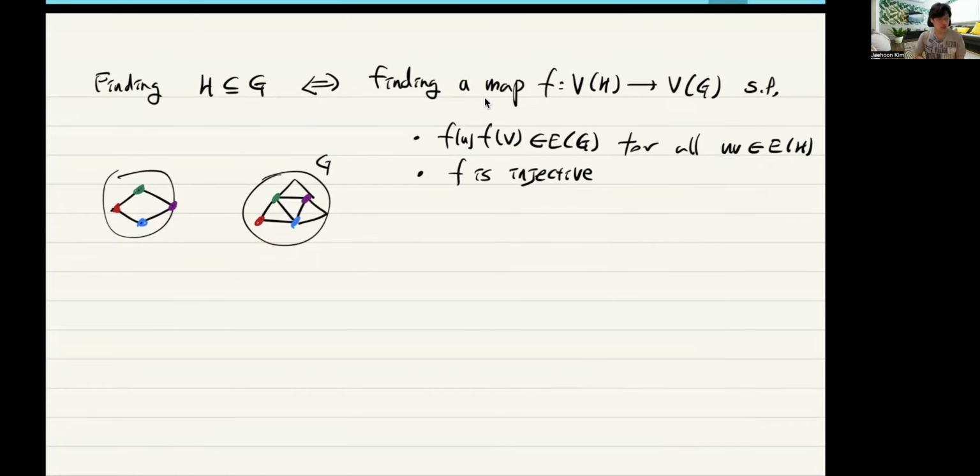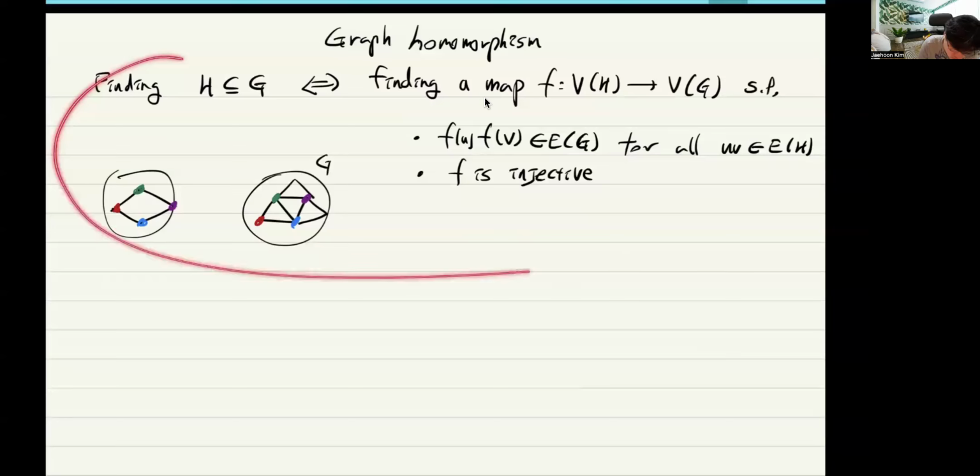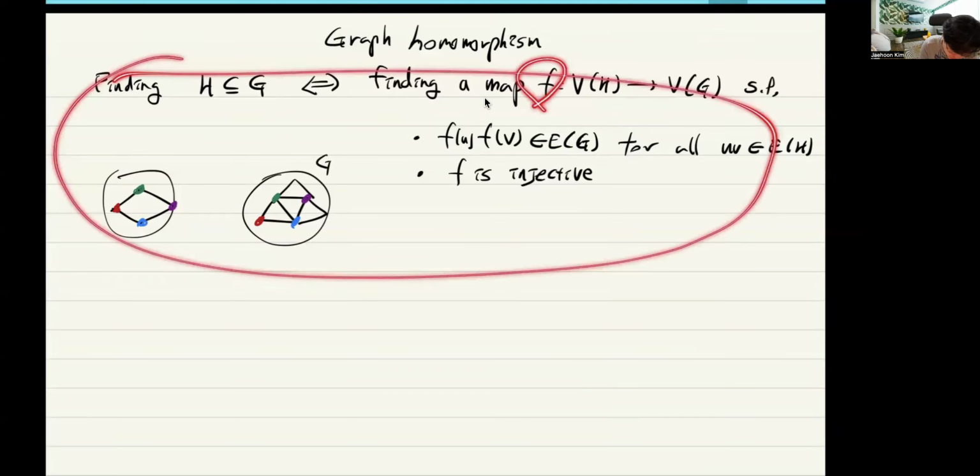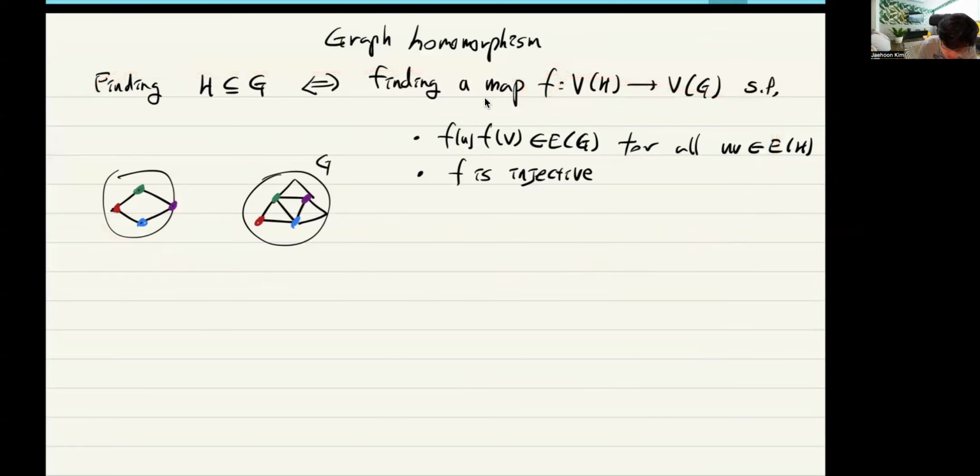But there are also other types of structure that we can consider, and one of them is about a homomorphic copy of H. In other words, graph homomorphism. So we will talk about graph homomorphism. So what's graph homomorphism? Sometimes this kind of map is called a graph embedding. So, embedding of H into G.